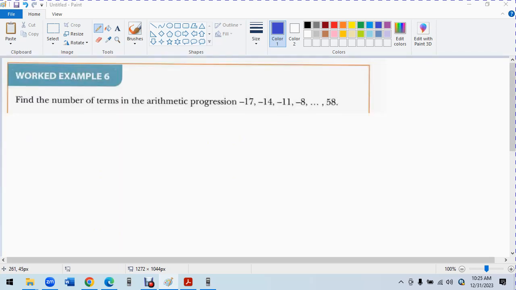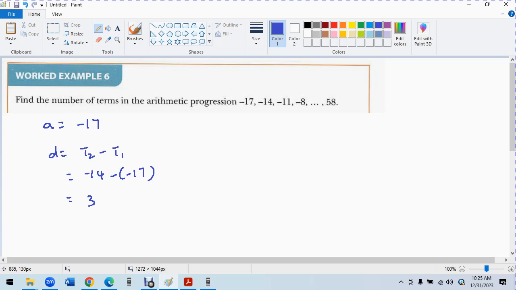Worked example number 6. They want us to find the number of terms in the AP. So for this one, you know that the first term a is negative 17. D is the second term minus the first term, that is negative 14 minus negative 17. Then it is 3.